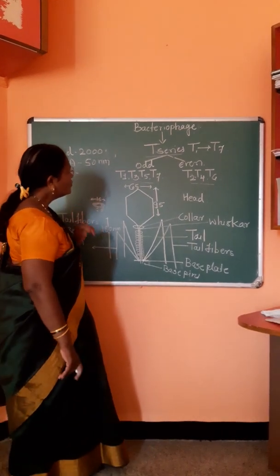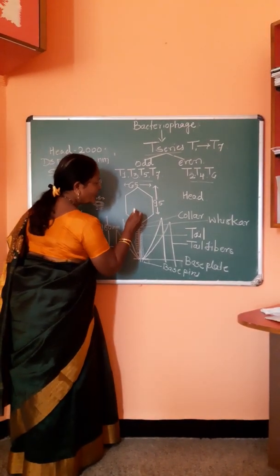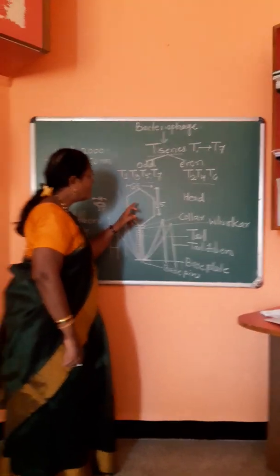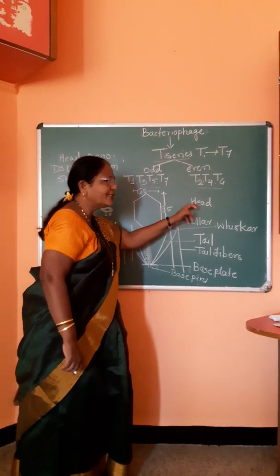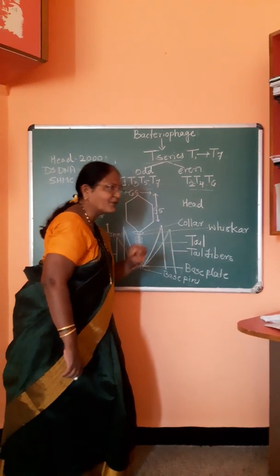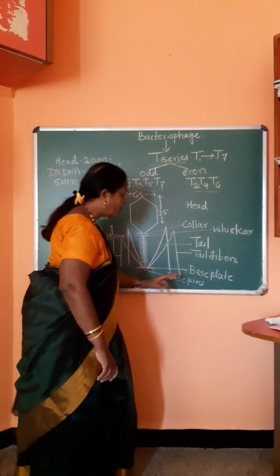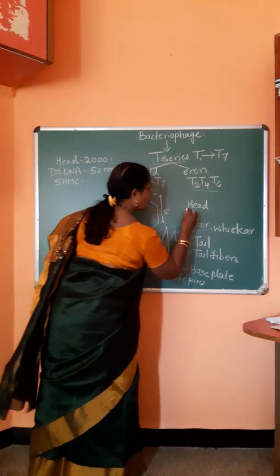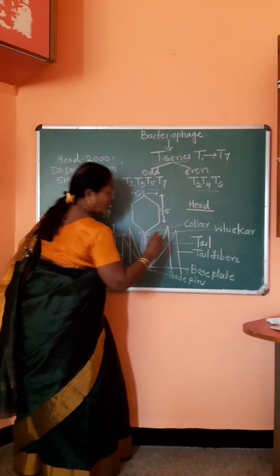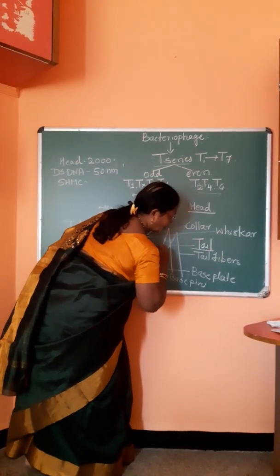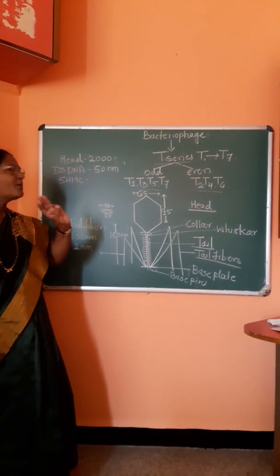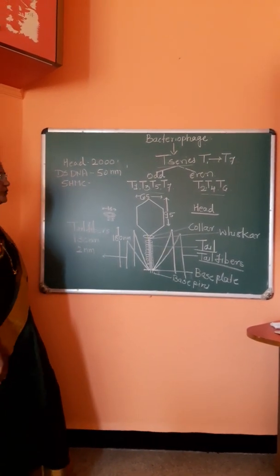Now we will study what the main parts present in the structure of T4 bacteriophage are. The first main part is the head. The second main part is the tail. And the third important part is the base plate. So what are the structural parts present in the T bacteriophage? The head portion, tail portion and the tail fibers are present. So these are the 3 major parts present in the T bacteriophage.